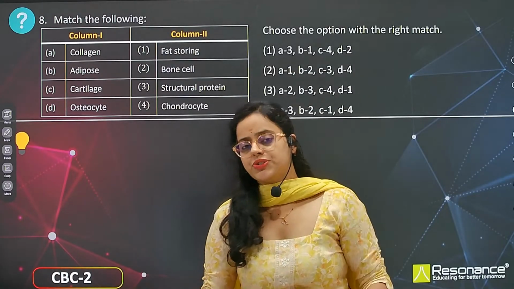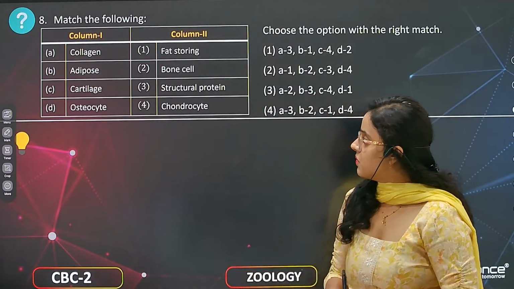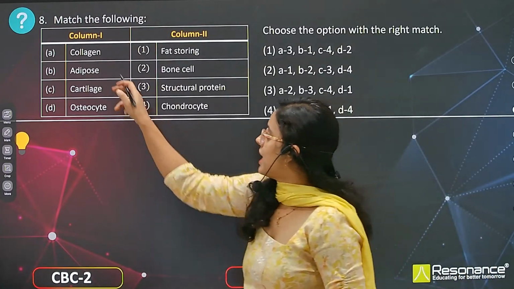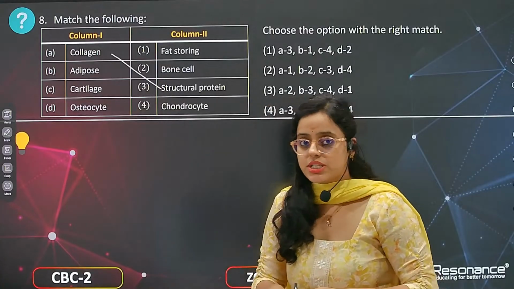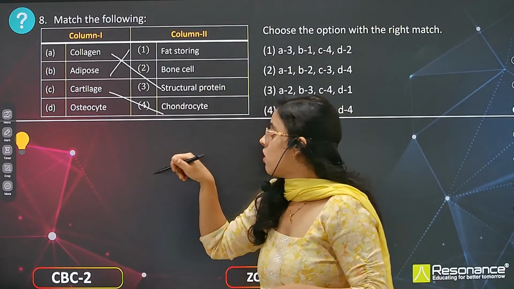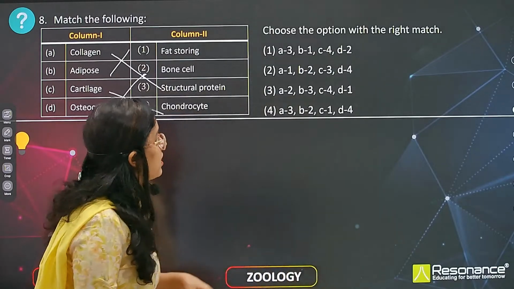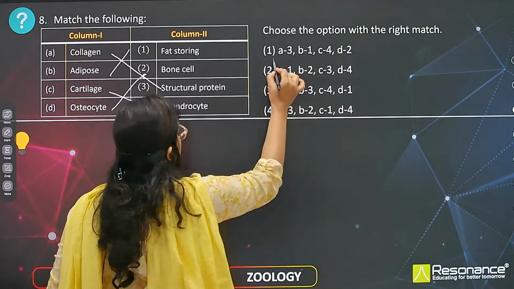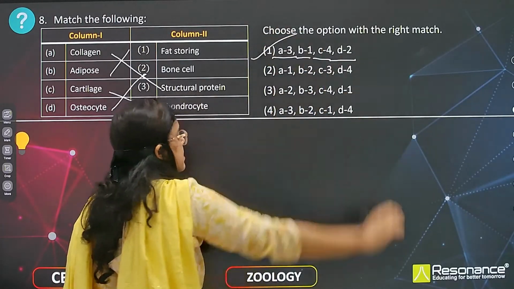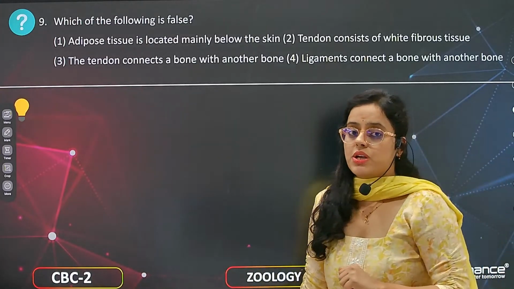Now coming to osteocytes. Osteocytes are called bone cells, which form the matrix of the bone. So collagen is a structural, abundant protein. Adipose tissue is a fat tissue. Cartilage consists of chondrocytes, and osteocytes are the bone cells. So here the answer is A is third, B is one, C is 4 and D is 2. So the first option is the correct answer. We have discussed all these concepts, and now we go to the next question, question 9.